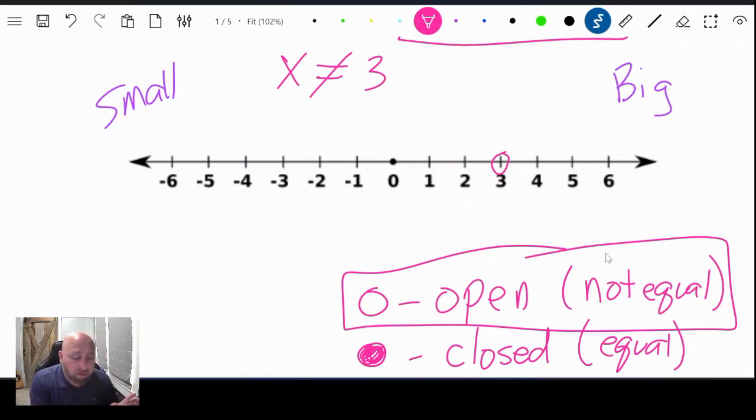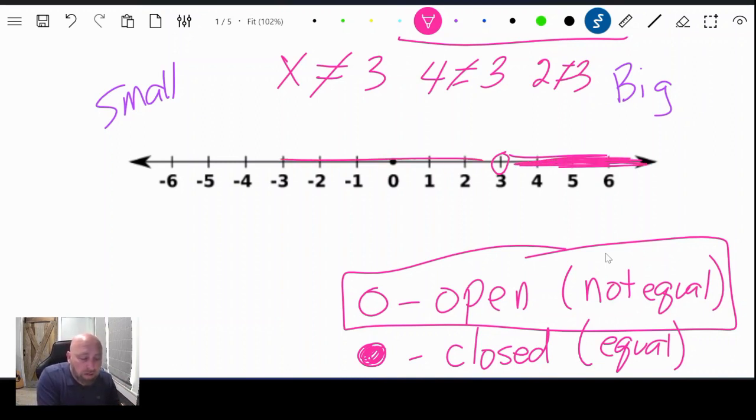So here's the thing. Everything else worked, right? 4 is not equal to 3. 2 is not equal to 3. Everything else works except for 3. 3 is the only thing that doesn't work. So in this case, you would color in this way, and you would color in this way. You'd color in everything except for the 3, which would be open because 3 doesn't work. 3 is the only number that does not work in this example.